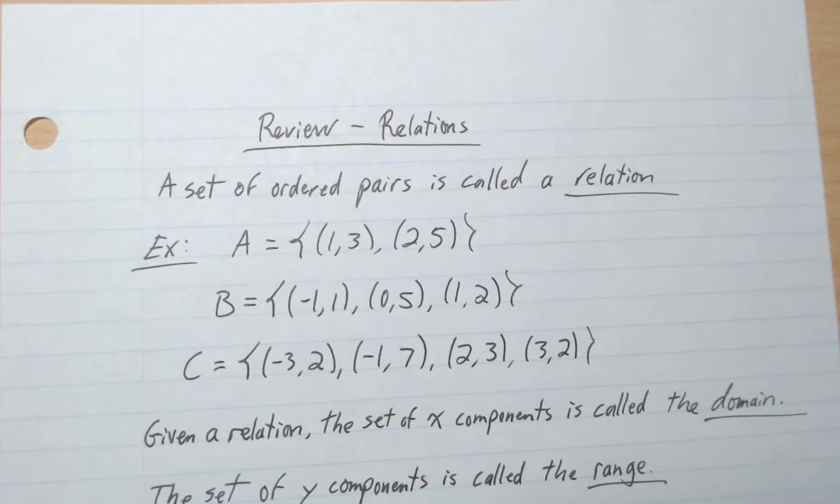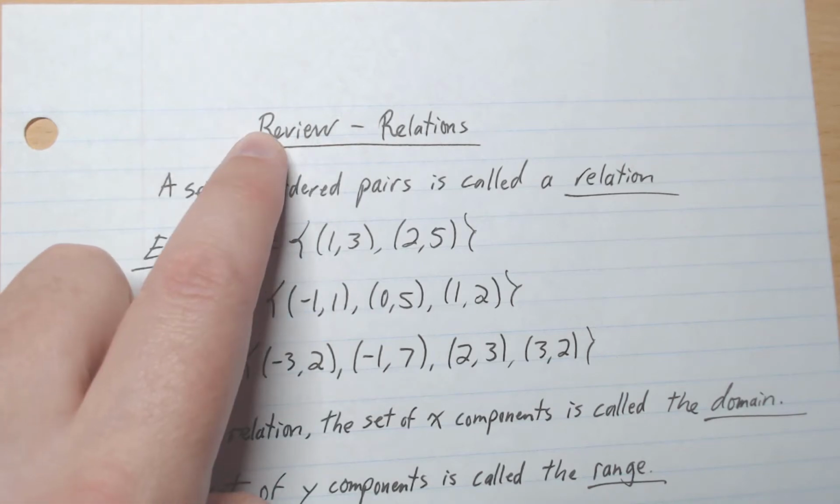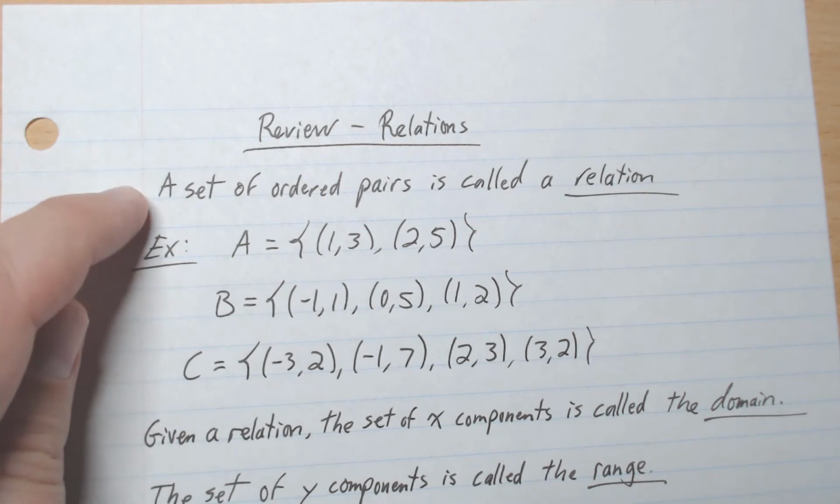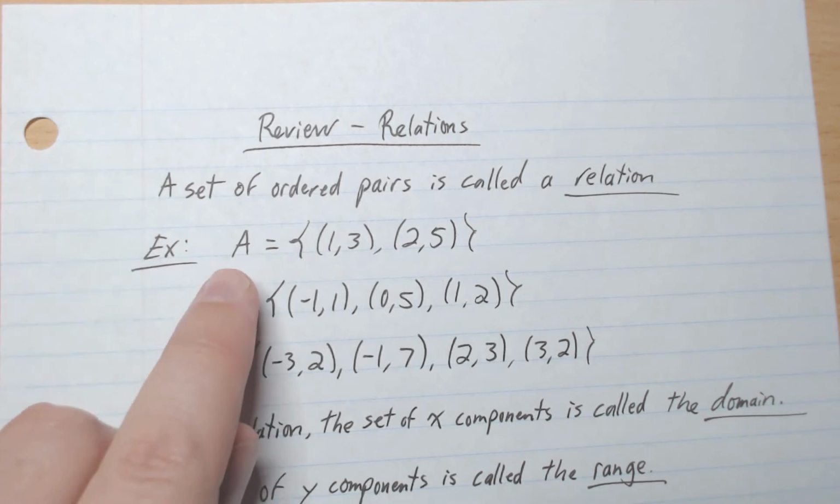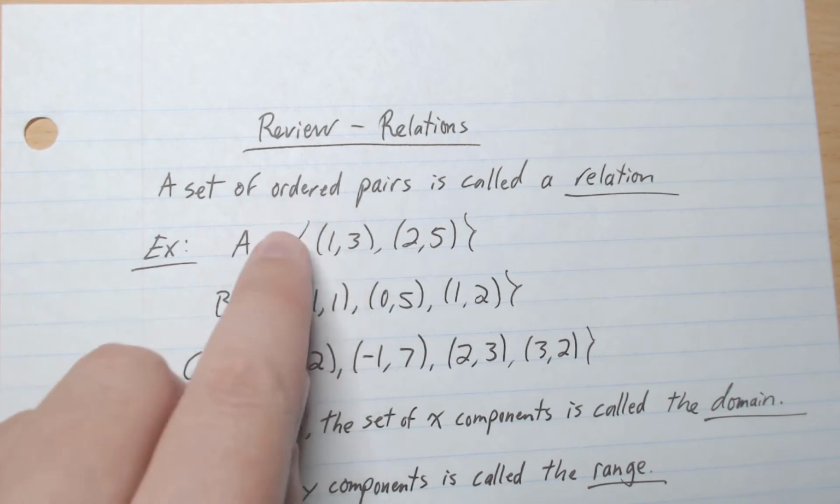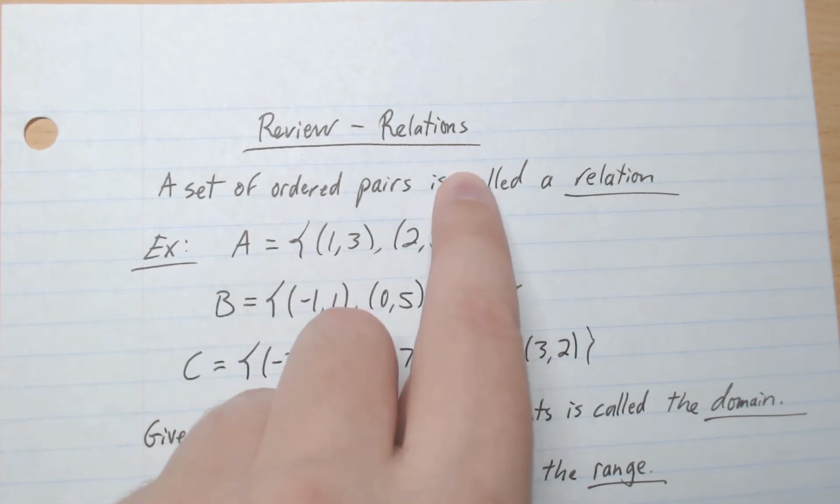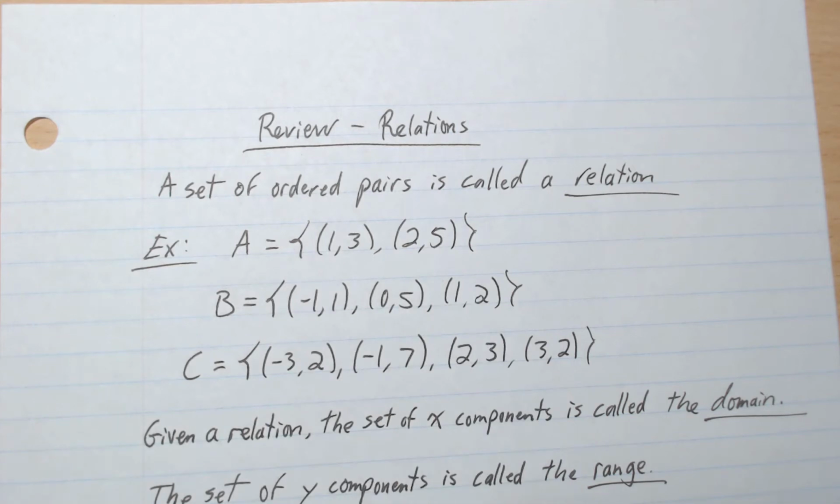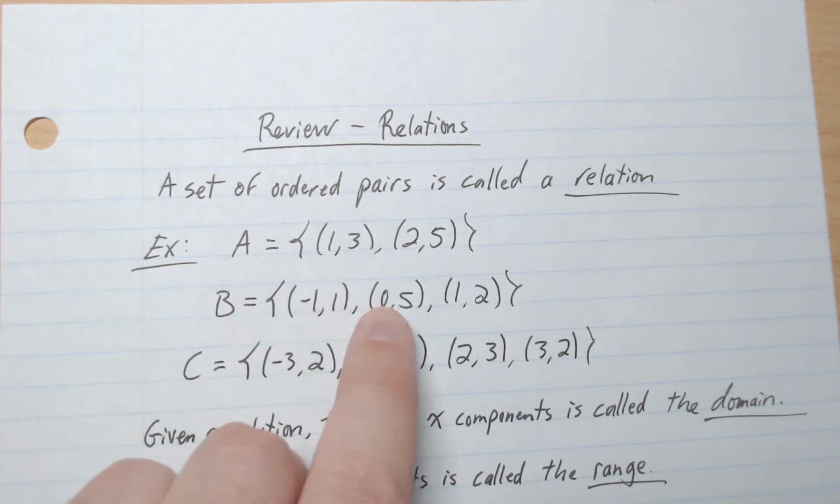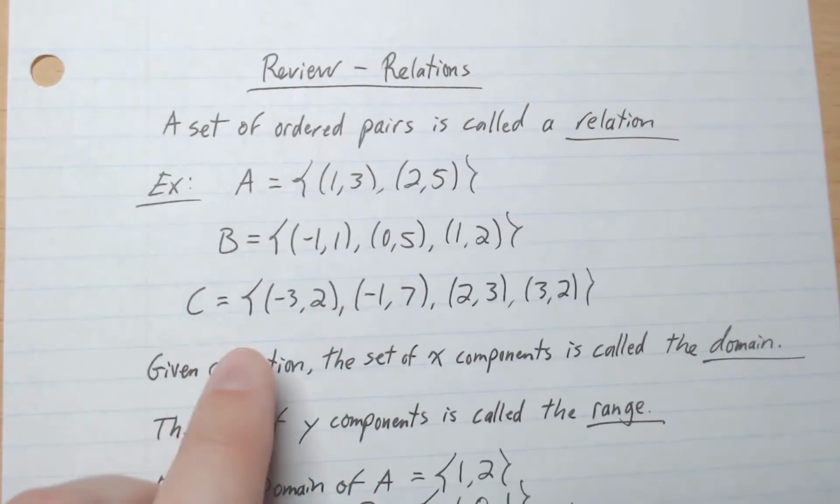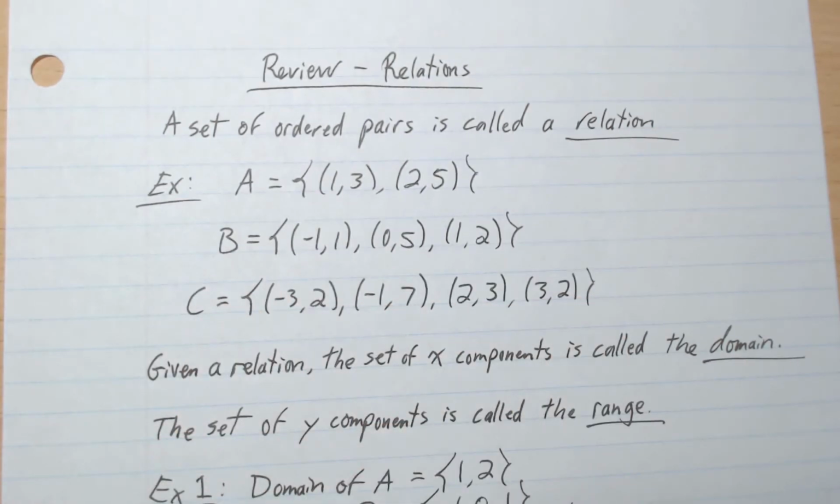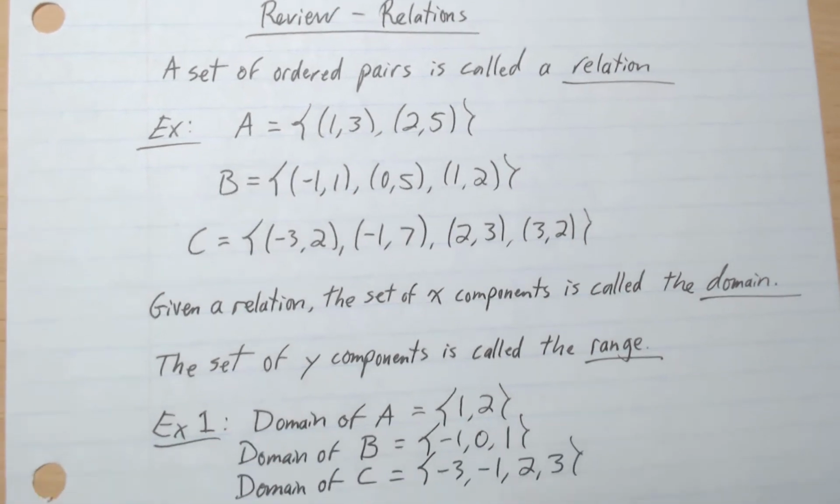Hey everyone, welcome back. Today we're going to do a review on relations. So a set of ordered pairs is called a relation. Here we have set A, where we have an open set, 1 comma 3, and also 2 comma 5, and then a closed set like that. B, we have a set that has 3 ordered pairs here, and C, we have a set of 4 ordered pairs like that. And so given a relation, the set of X components is called the domain, and the set of Y components is called the range.